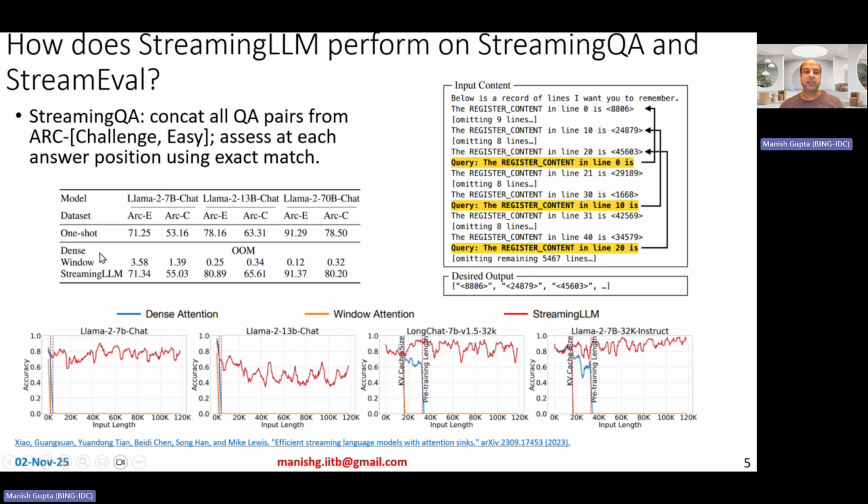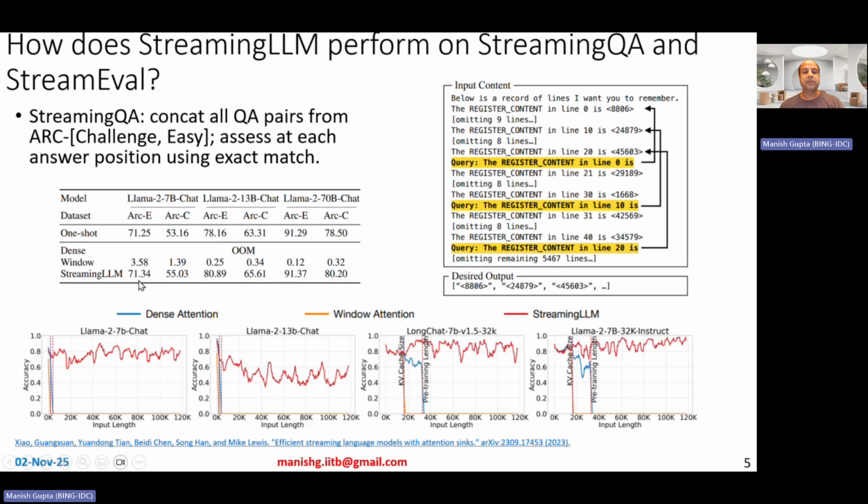Now, since the sequence is very long, dense attention basically means that these models, Llama 2 7 billion, Llama 2 13 billion, Llama 2 70 billion chat, all of them basically give out of memory exceptions. Window attention basically gives you poor accuracies, as you can see here, but StreamingLLM basically gives you very good accuracies, as you can see here.